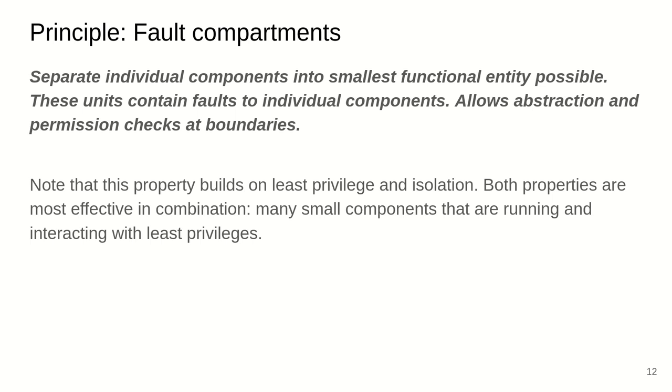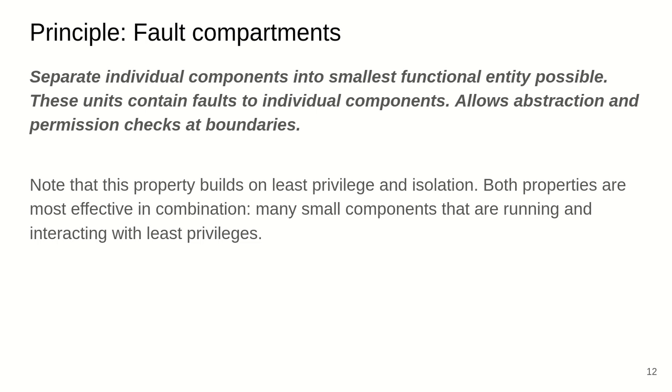The next principle is fault compartments. Fault compartments, as you've seen in the ship, is that a large monolithic component is broken into a set of compartments that are then isolated from each other. So we separate individual components into the smallest functional entity possible. These units contain faults to individual components. So if a component is buggy, then the bug will be restricted to the individual component. And this enables abstraction and permission checks at the boundaries.